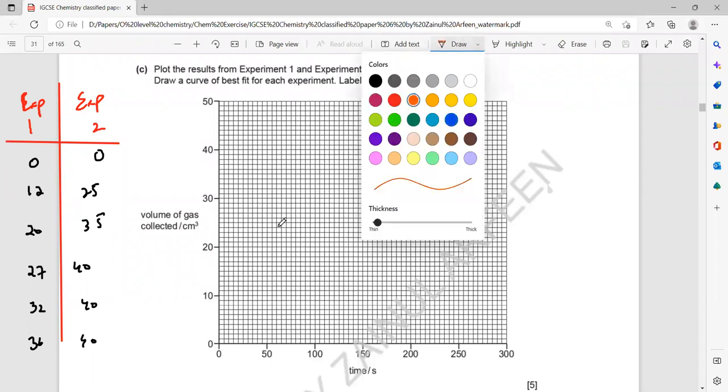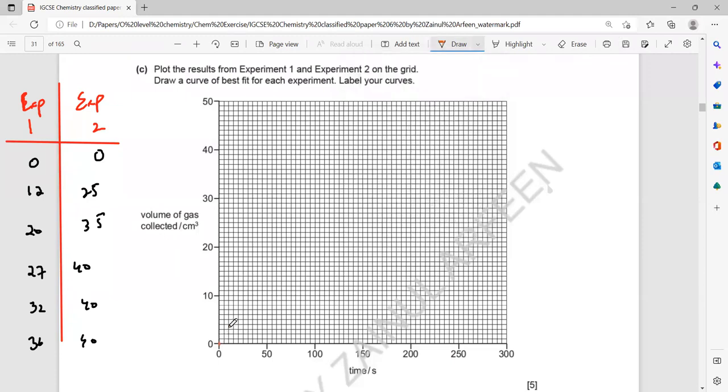For example, the first one, it is 0, 0. So this is the first point. Then it is 12, the volume collected on the y-axis. Each box is representing 1. So at 50, it will be 12. So this will be the second point. Then the third point, 20. At 100, it is 20. At 150, it is 27. So 7 boxes above.